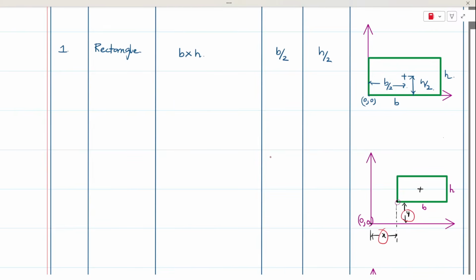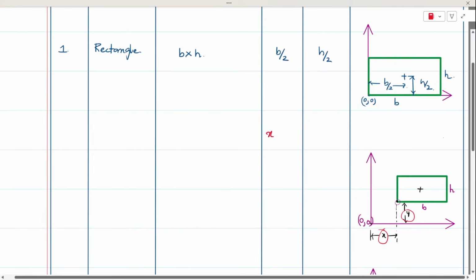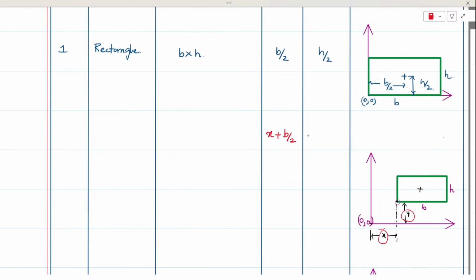So for the second case, the centroid in the x direction will be the x distance from the origin plus b by 2. And for y, it will be the y distance from the x-axis plus h by 2. So this is how you can express the centroid if the vertex is not coincident with the origin.